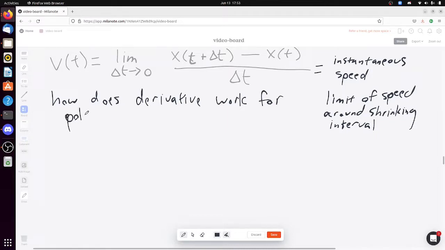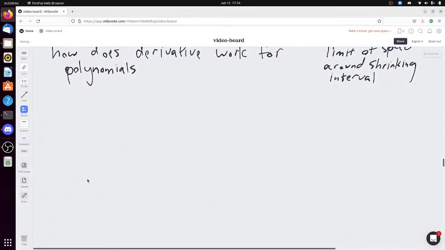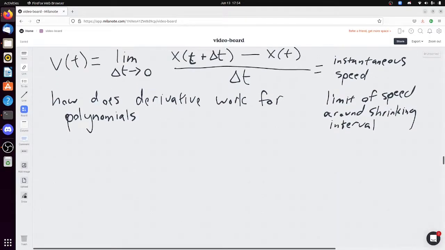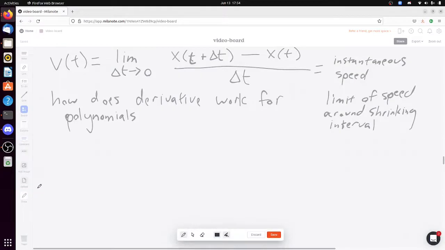So if you have various distance functions that are represented as, say, a bunch of polynomials, it's really good to be able to understand how the derivative affects them. So that's why I think it's a good place to start. And also, just to be a little selfish, they're the easiest to derive. So we're just going to start off with some basic polynomials.